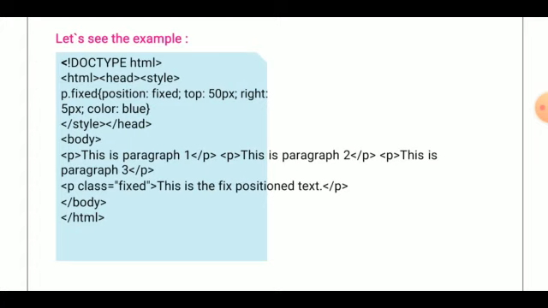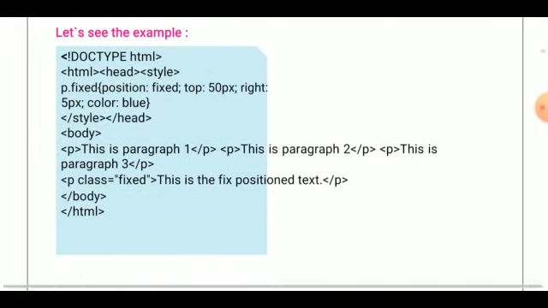See here, HTML, head, style. In the style tag we set the position property. Here we set a class selector for a specific element. This type we use here, p.fixed. P is one specific element, and then the class name is used, meaning the selector name is dot fixed. It is a class selector, not an ID. It is preceded with a dot sign.